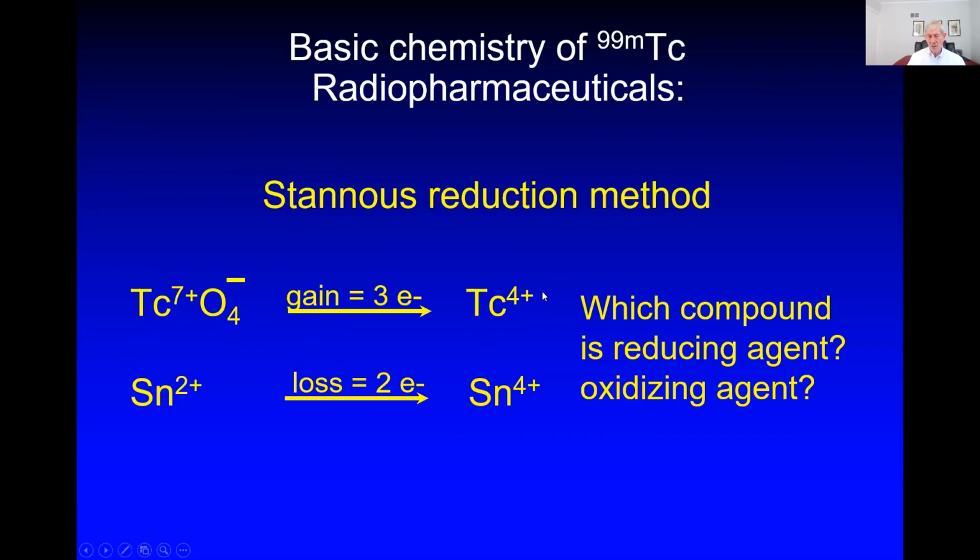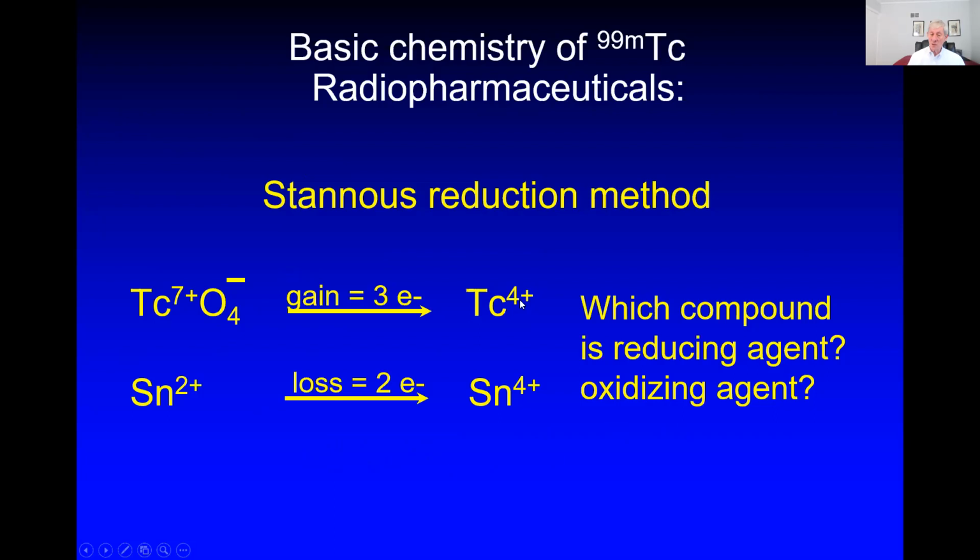This is then able to bind to the MDP and form a chelate. That's technetium MDP, technetium DTPA. This is called the stannous reduction method. And here's a phrase that might come back from your chemistry days. This is called a redox reaction, a reduction oxidation reaction.